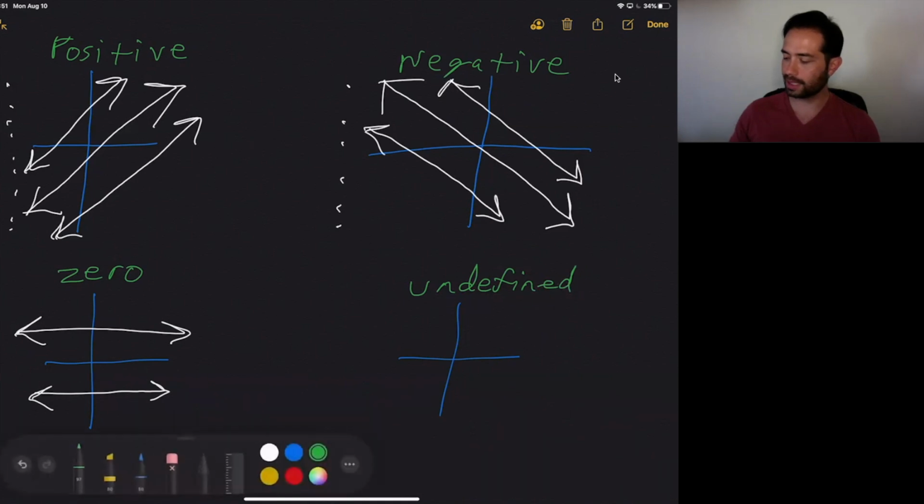Undefined. Well, first, let's think about this logically. Once again, if you're going up a mountain, that's positive. If you're going down a mountain, looking left to right, that's negative. If you're going nowhere, that's a zero slope, right? Horizontal. So then logically, the last one, since we've covered all of our bases, diagonals and horizontal, it's got to be vertical.